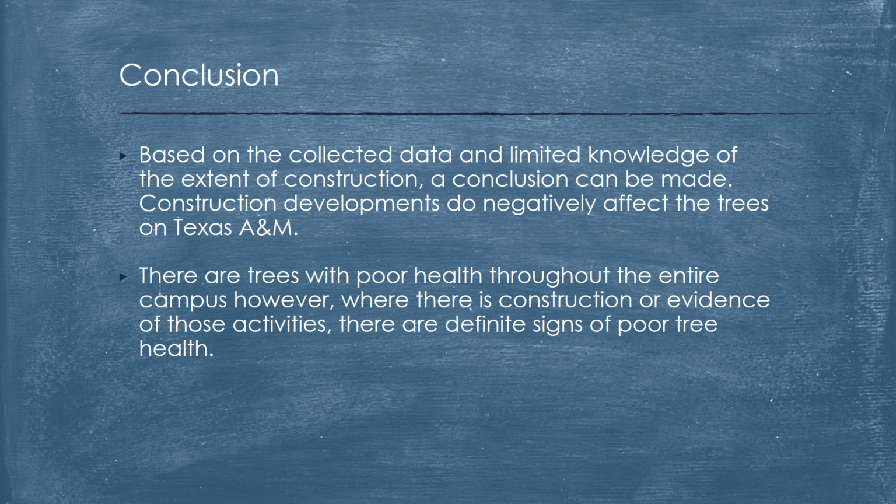So, in conclusion, based on the construction data and limited knowledge of the extent of construction, it appears that construction developments do negatively affect the trees at Texas A&M. There are trees with poor health throughout the entire campus, but where there is construction or evidence of construction activities, there's definitely noticeable signs of poor tree health.